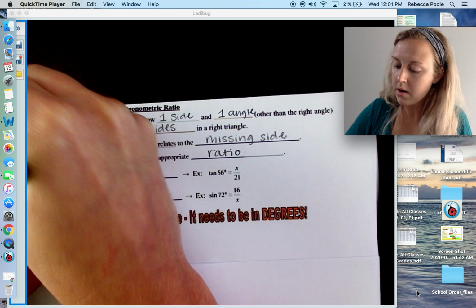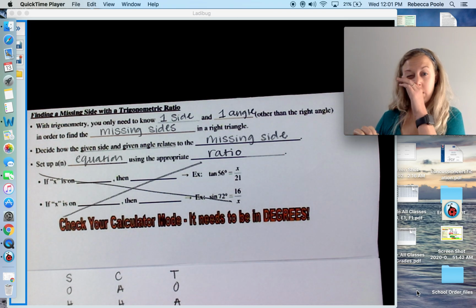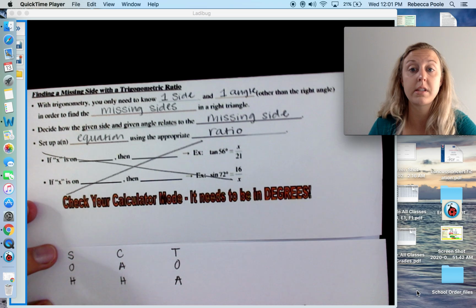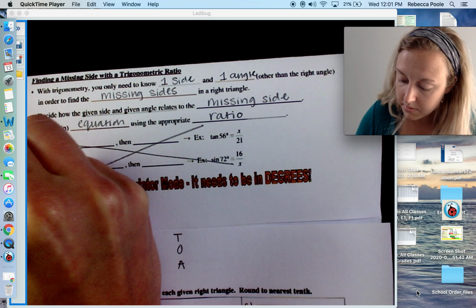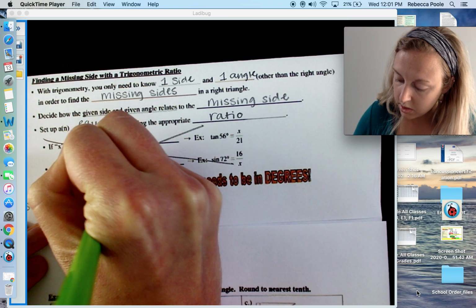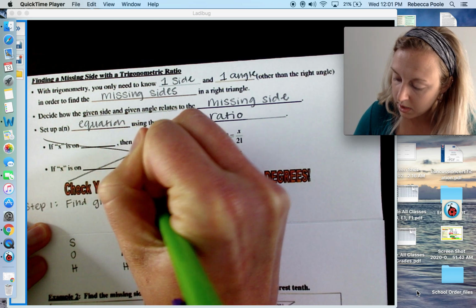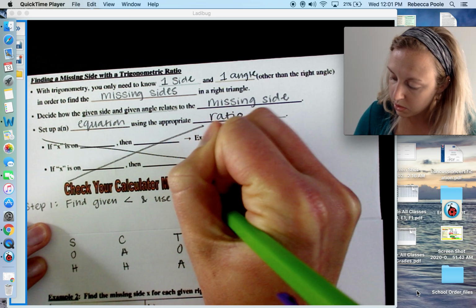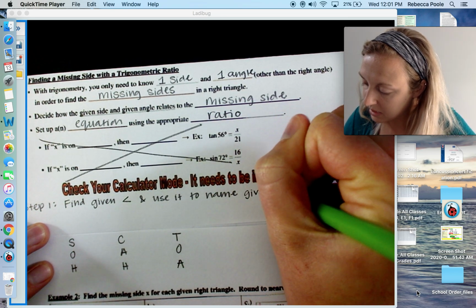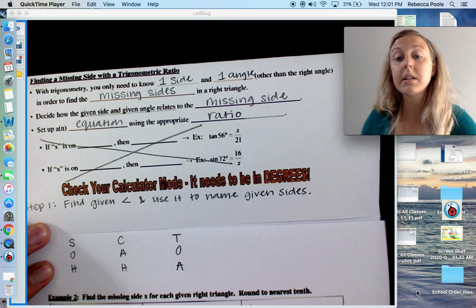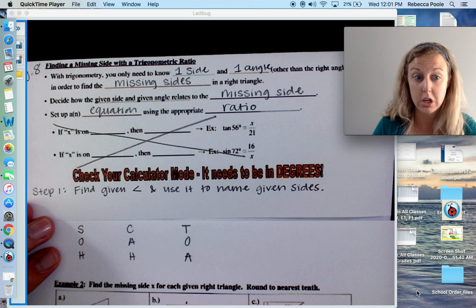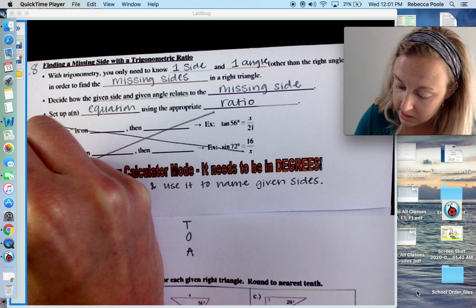All right, and then we're not really going to worry about this because that's not super duper important. So just one more time, I want to review our steps from yesterday, and then we're going to go straight into examples, okay? So step 1, you're going to find your given angle and use it to name the given sides. All right, because remember, it's important to know what sides we're given or what sides we're using so that we know what trig function to use, okay?